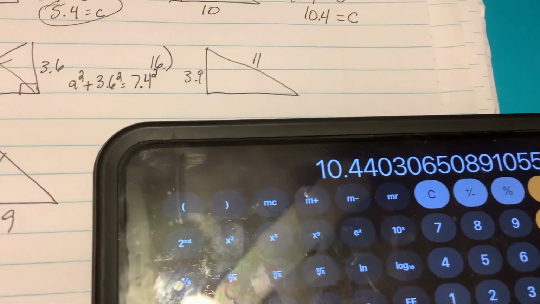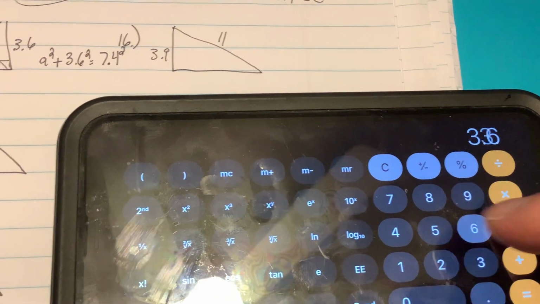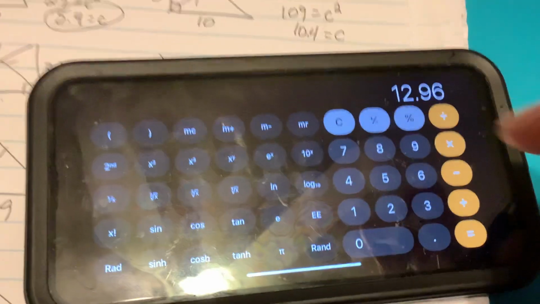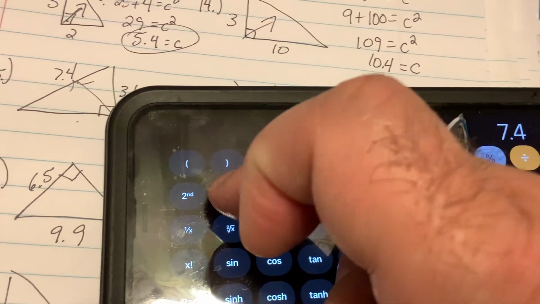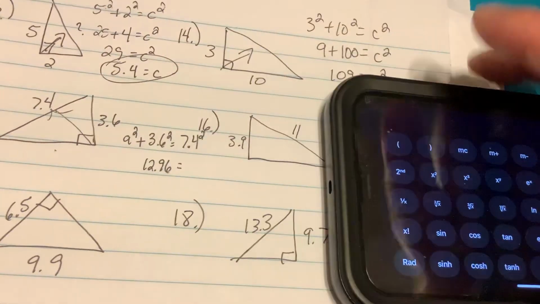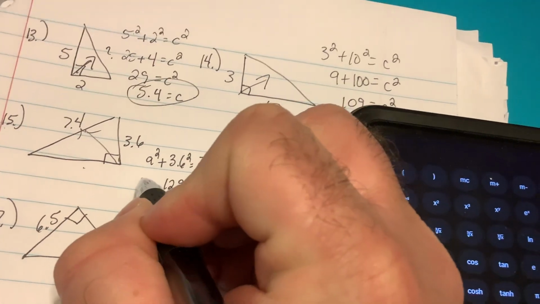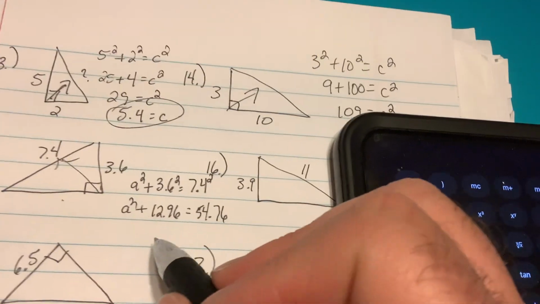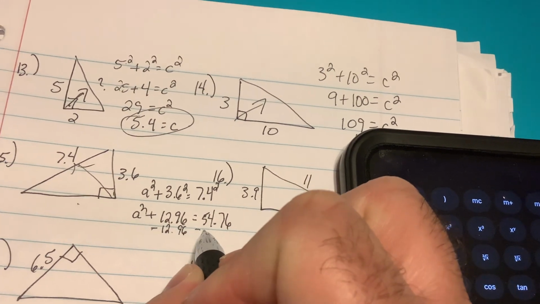So let's do 3.6 squared and see what that is. 3.6 times 3.6 is 12.96. Okay, and then let's do 7.4 squared. And if you're doing it by hitting the squared, you can hit this squared button. It's 54.76. And then you still are missing your A squared, and that's what you're solving for. Now, what that means is you got to do one extra step, and that's move this over here so you can isolate that unknown.